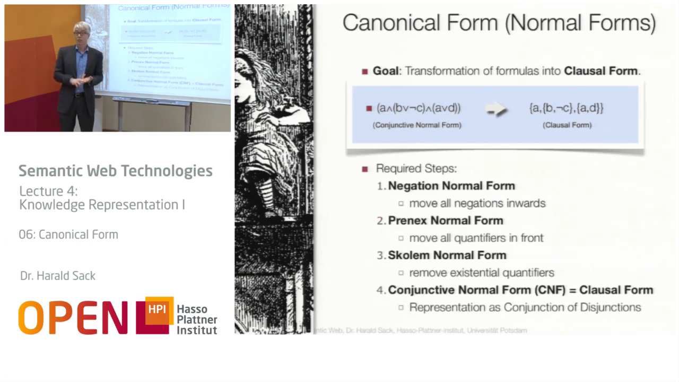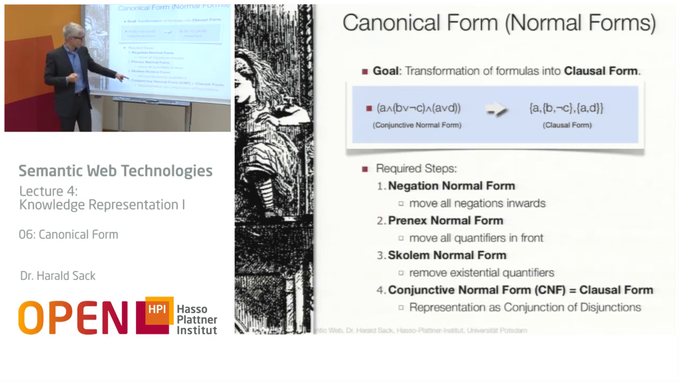Then we have the prenex normal form. There we try to move all quantifiers in front of the formula. And then we have the so-called Skolem normal form. There we try to remove all existential quantifiers. And then if you only have universal quantifiers, we do not need to write them.